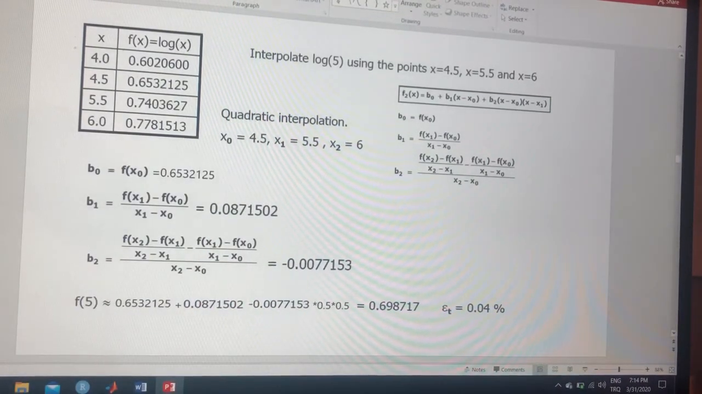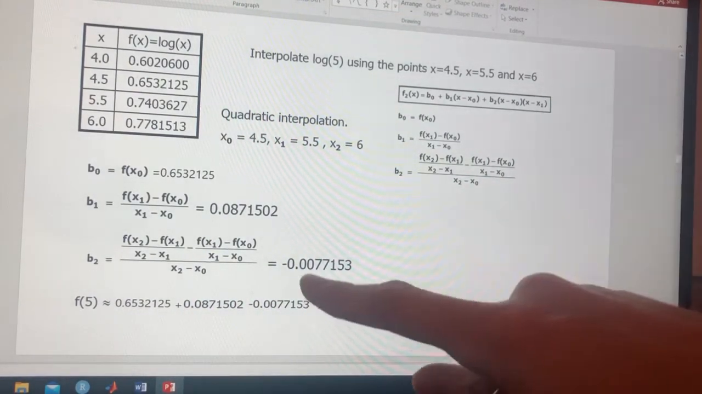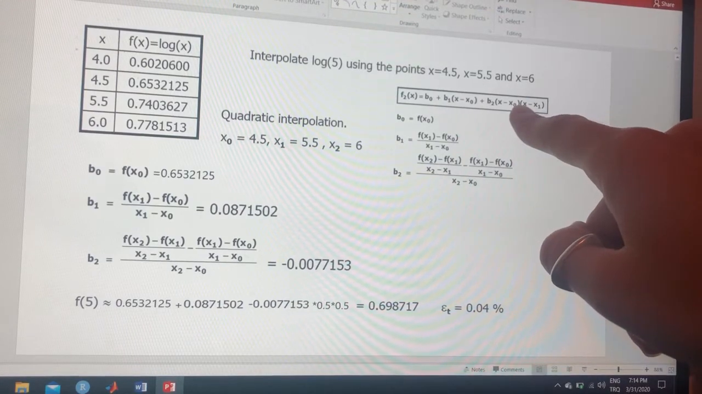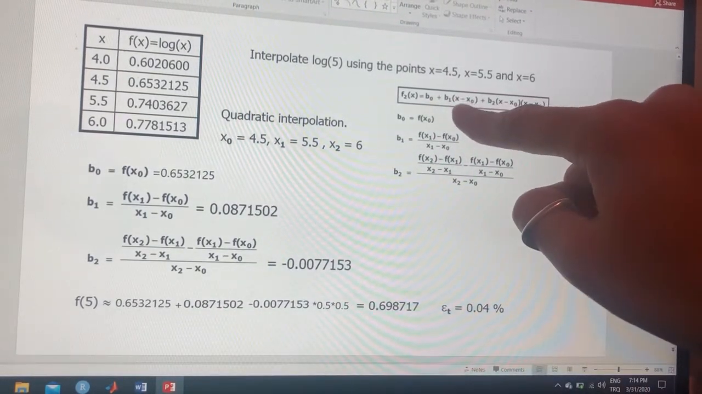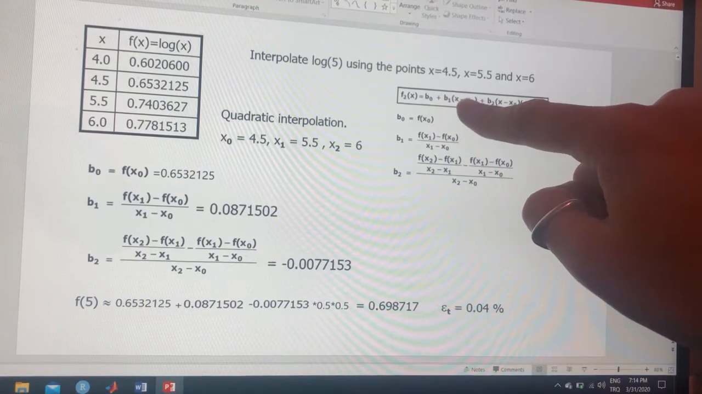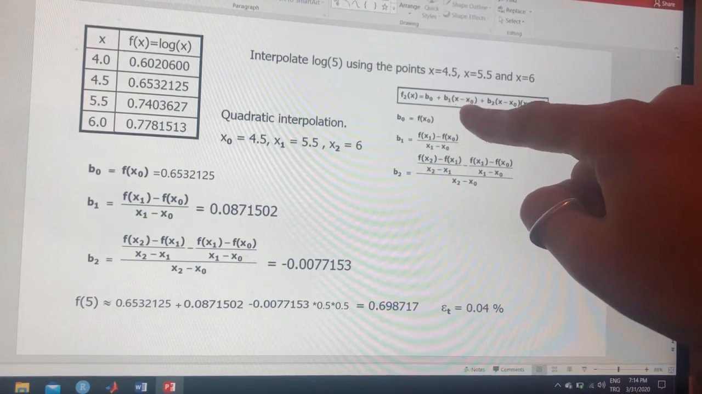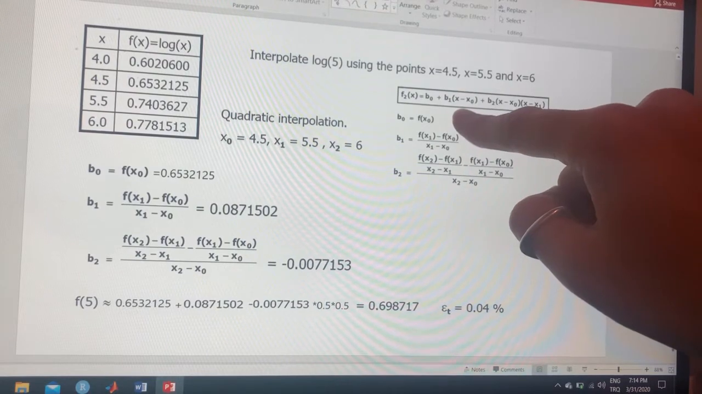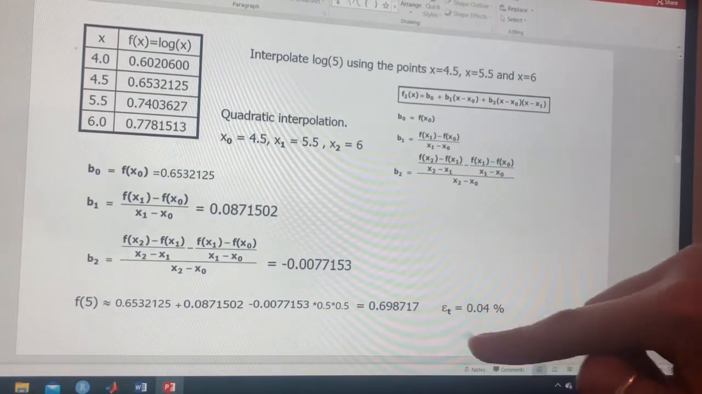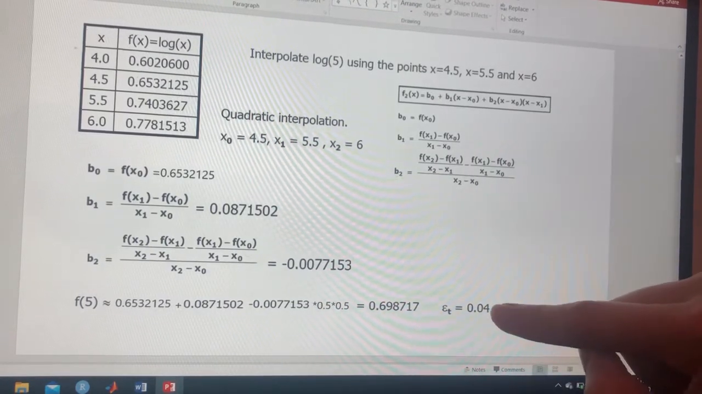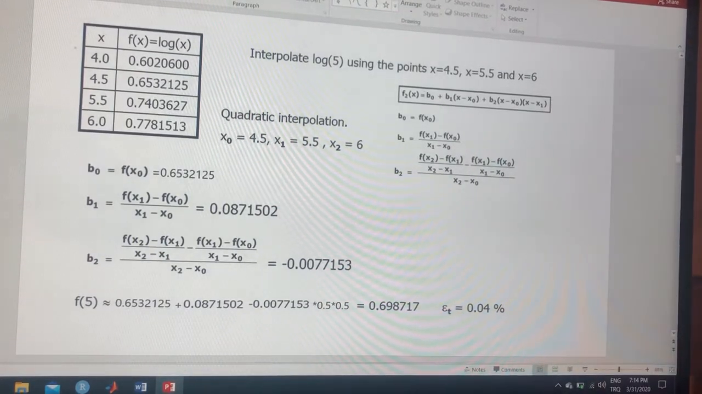And you need to find the results. After that, once you have those results, you just need to plug in there b0 plus b1 times x minus x0. x is 5, x0 is 4.5, so it will be 0.5. So what you need to do is just write there and you will find this result, okay? And this is the relative error because we knew what the real value of log 5 is.